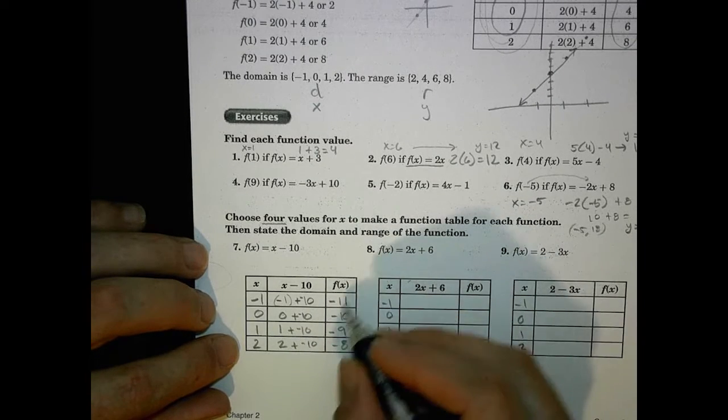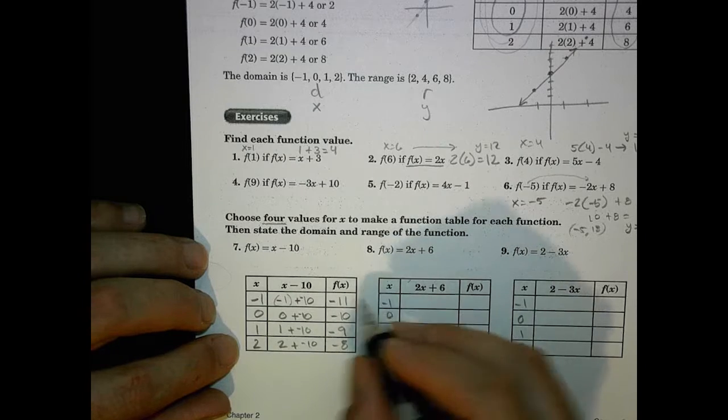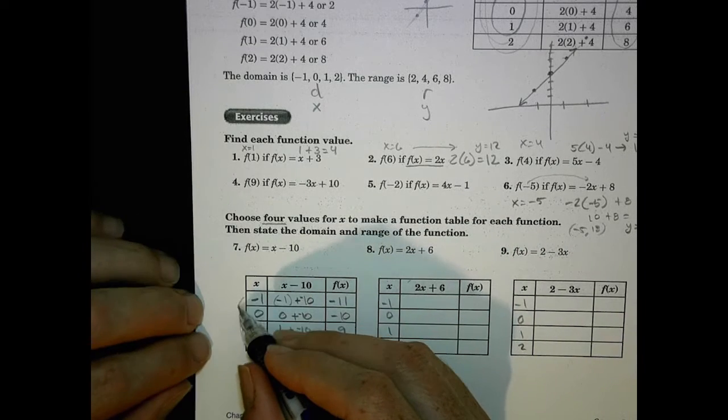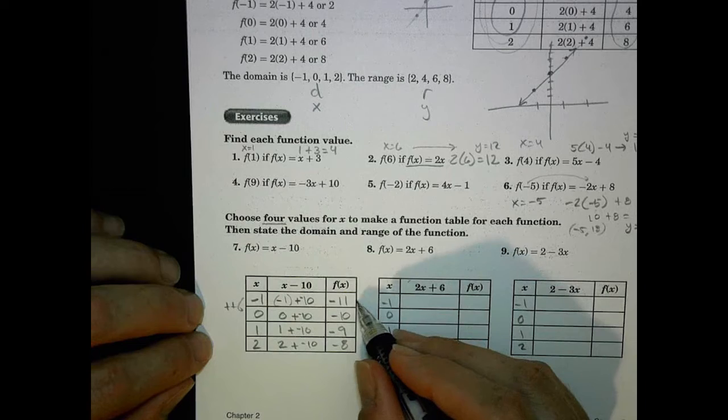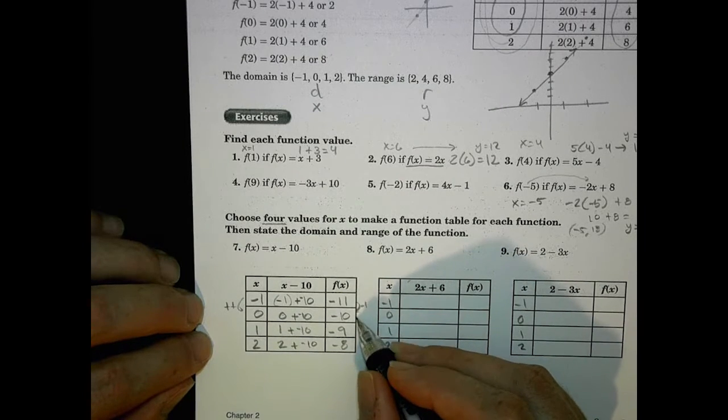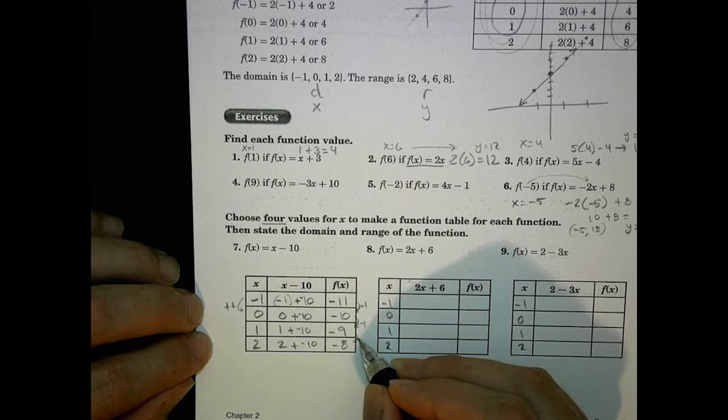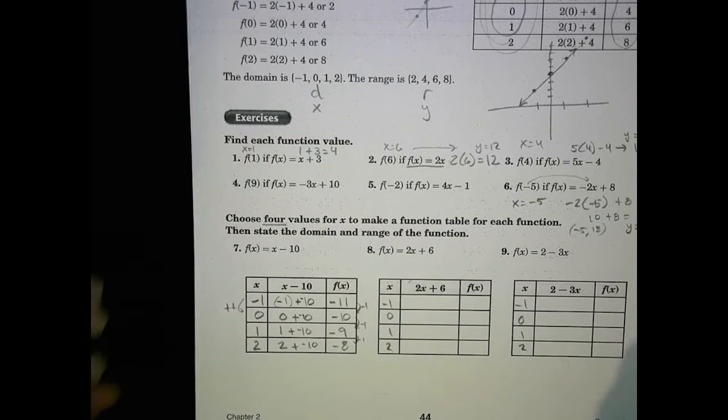And again, you can see that pattern. It's going to be a straight line. Why? Because when I'm going up by 1 here, I'm going down by 1 there. And that pattern continues every time. So we know it's making a straight line, and I'm good there.